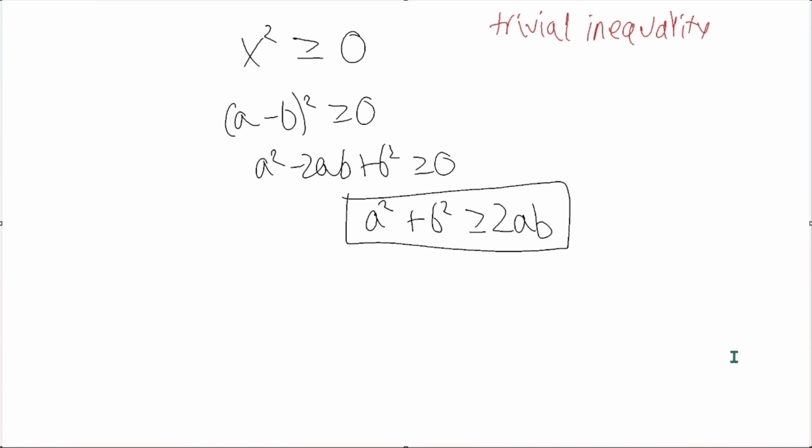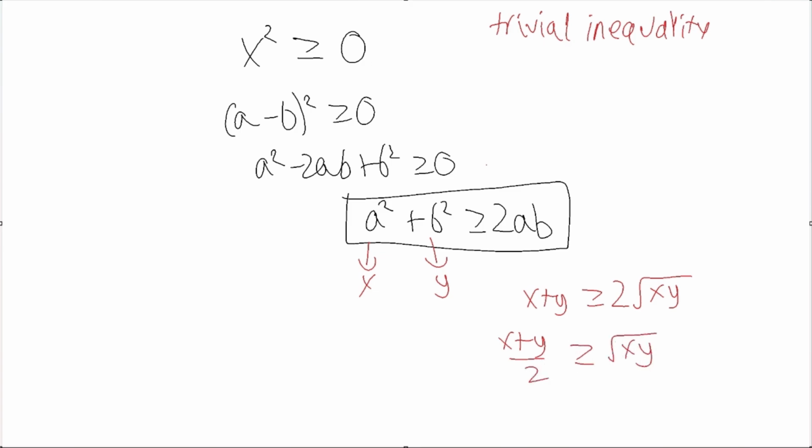And from this obvious fact that x squared is greater than or equal to 0, we got something out of the blue. And we're wondering how on earth that even worked. But we can do even crazier things with this. For example, we can go ahead and let this one here be x and this one be y, so that x plus y is greater than or equal to 2 square root of xy, given that x and y are positive real numbers. Or x plus y over 2 is greater than or equal to square root xy.